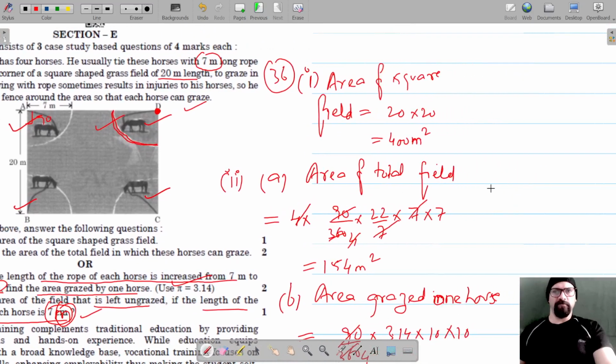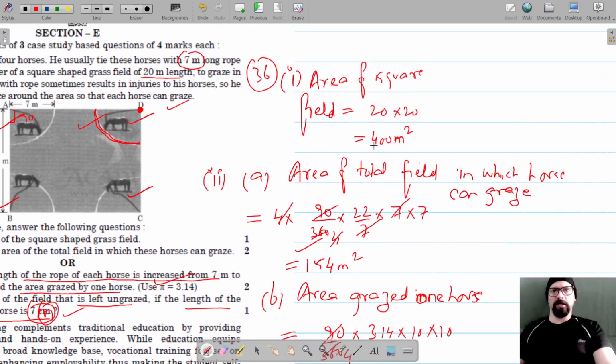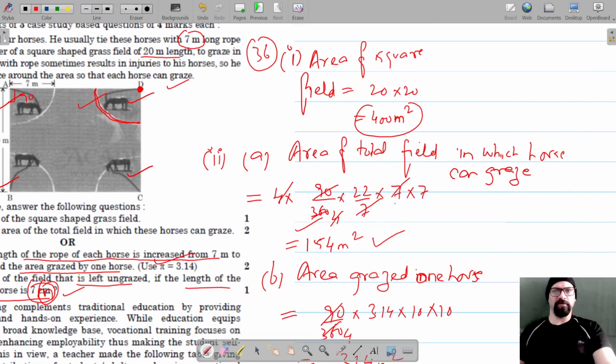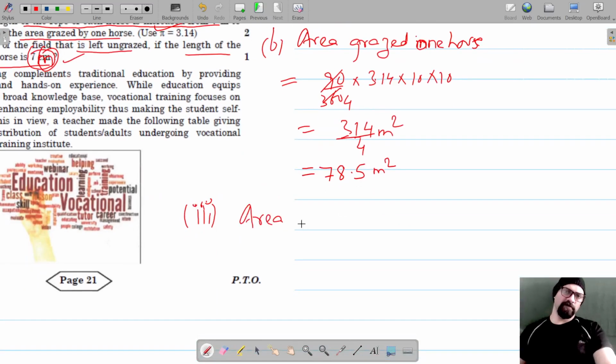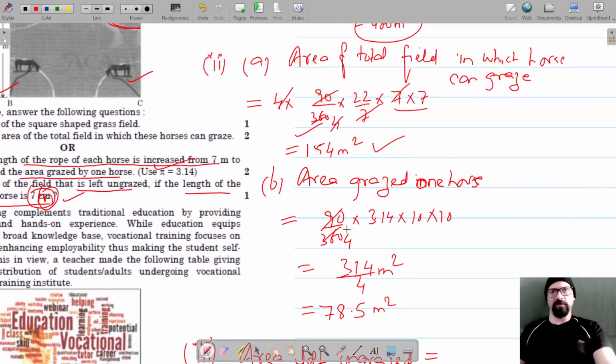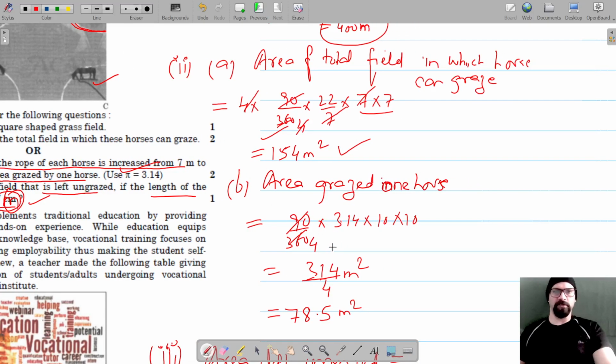This was the area of the total field in which the horse can graze when it's 154. So the area left ungrazed is the total area minus the area of the field in which the horse can graze when the length of the rope is 7 meters. So I can write this is the area left ungrazed. Because 7 centimeters is a very small length, it cannot be 7 centimeters. It should actually be 7 meters.